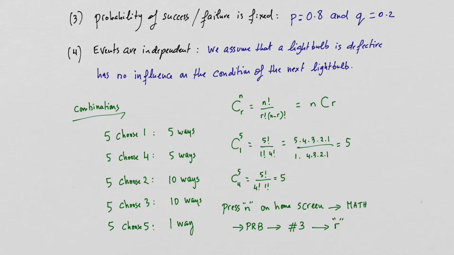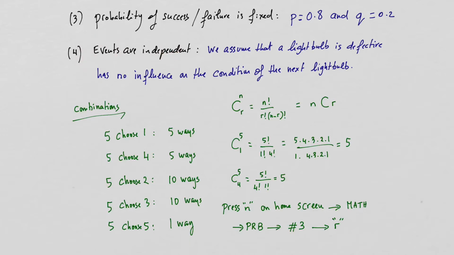Okay? So we are saying that the probability of non-defective light bulbs and the probability of defective light bulbs is 80% and 20% respectively. Okay, that doesn't change. It should not change on you. The last one is that the events, which means testing light bulbs, are independent.